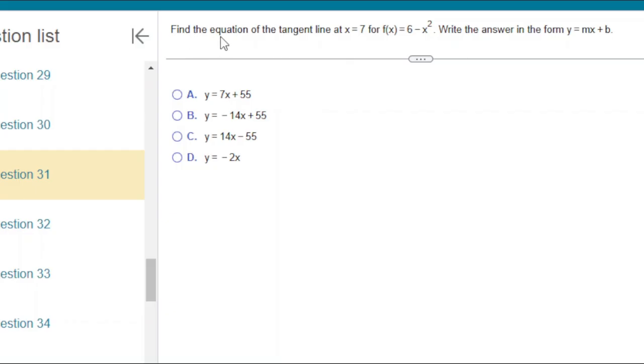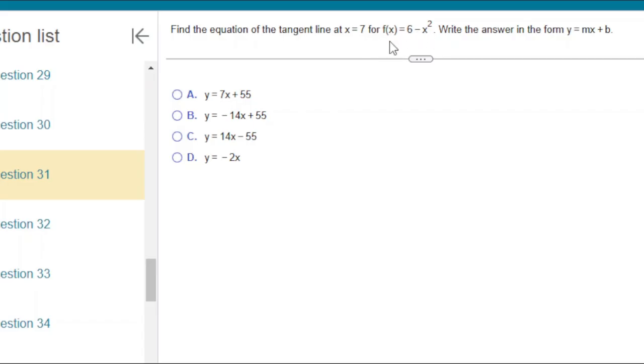Okay, a similar thing on this one. Find the equation of the tangent line at x equals 7 for this function 6 minus x squared. Then you write your answer in the form y equals mx plus b. So notice, first of all, what is f of 7? Well, you find f of 7, it'd be 6 minus 49. So it'd be like negative 43 or whatever that is.